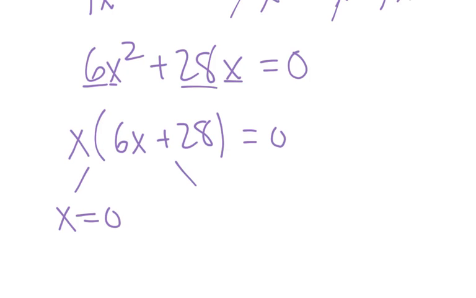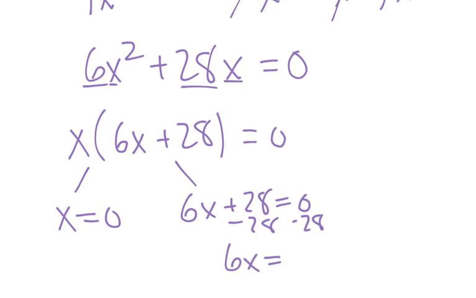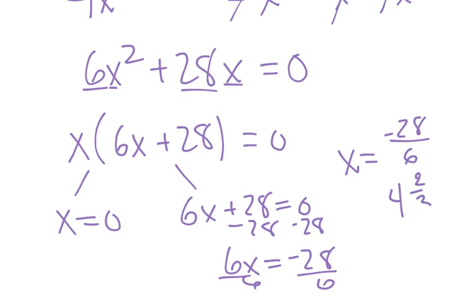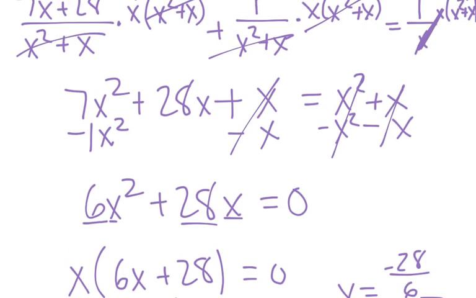x equals 0, so I've got one answer. 6x plus 28 equals 0. Subtract 28. I get 6x equals negative 28. Divide by 6. We get x equals negative 28 over 6, which would be what? Negative 4 2/3. Okay, so I have a possibility of two answers, so let's go back and check them.